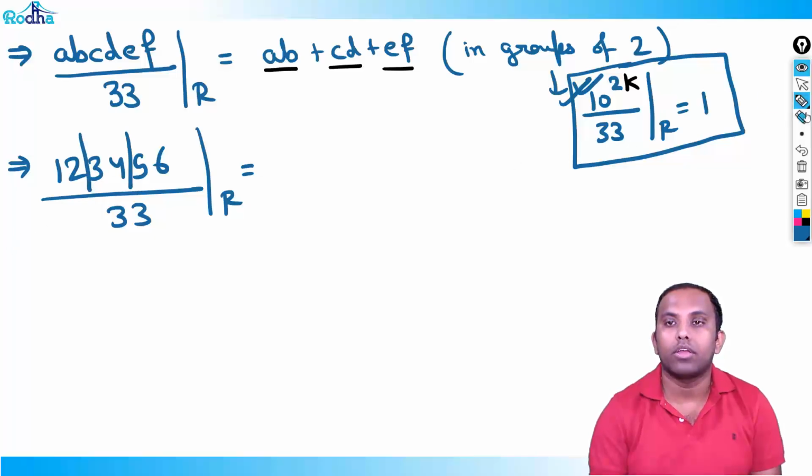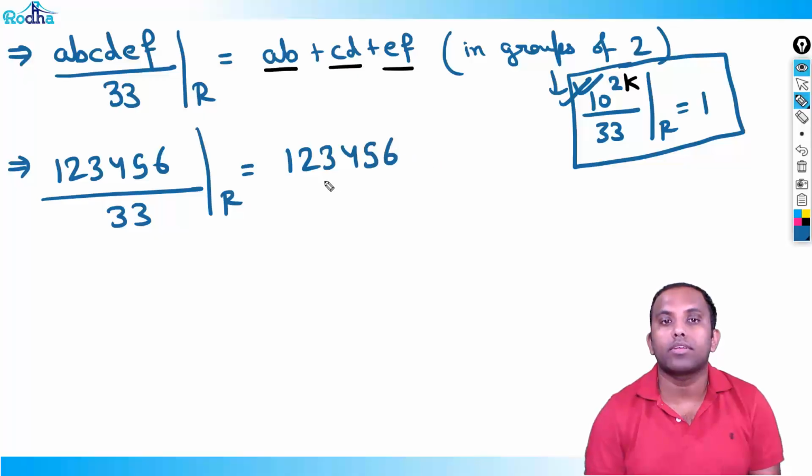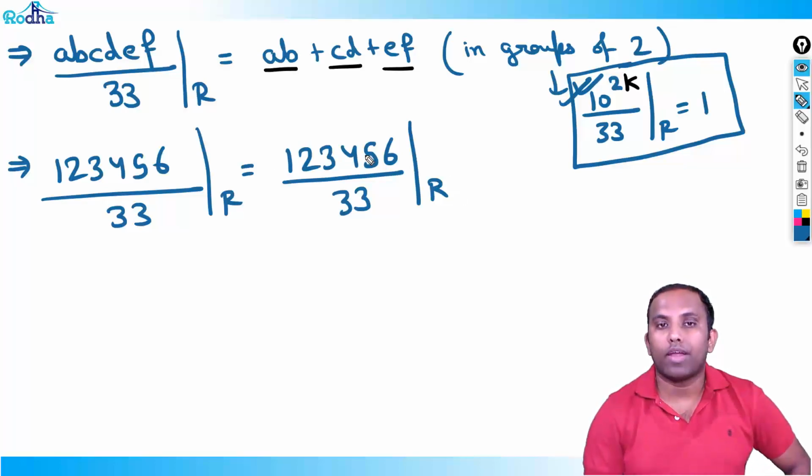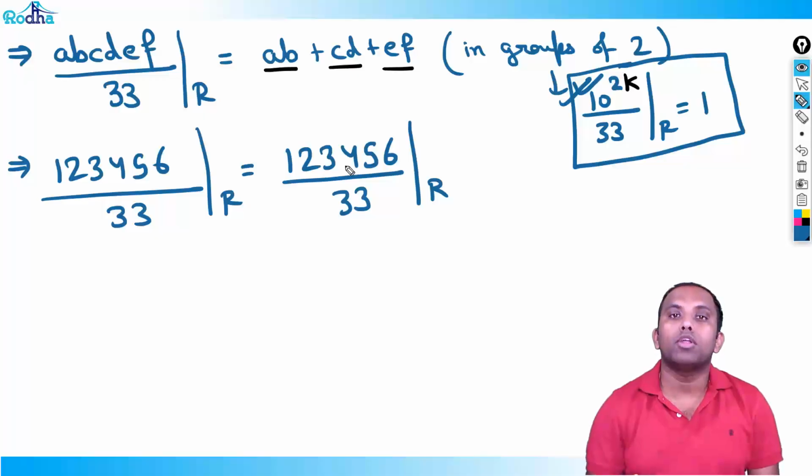Write like this. Okay, let me write in the next step. So now 1, 2, 3, 4. Very important concept we're discussing here. You will not find this in many books. 1, 2, 3, 4, 5, 6 by 33, remainder? So since 33 is at 10 square, 10 square gives me a remainder of plus 1.